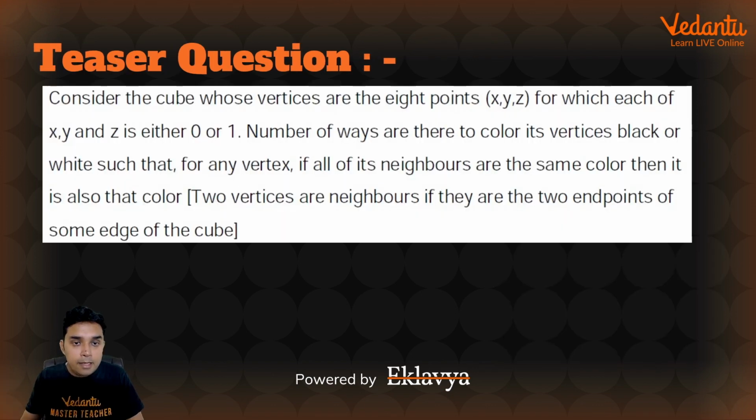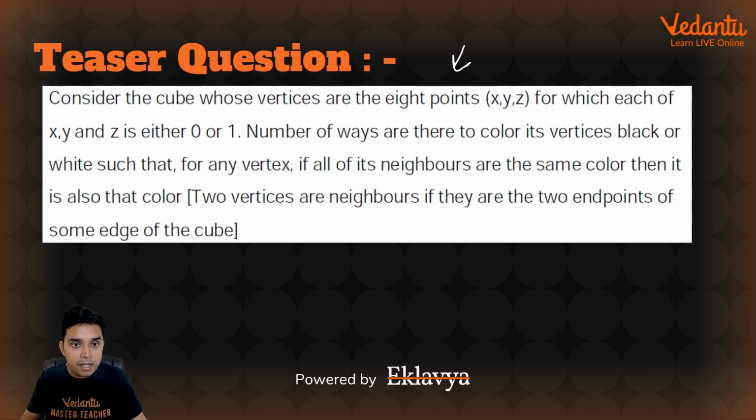Okay. Now this is the teaser question. Everybody please see. The question says, consider the cube whose vertices are 8 points x, y, z, for which each of x, y and z is either 0 or 1. Find the number of ways to color its vertices black or white such that any vertex, if all of its neighbors are of the same color, then it is also that color. Two vertices are neighbors only if they are the two endpoints of the same edge of the cube.